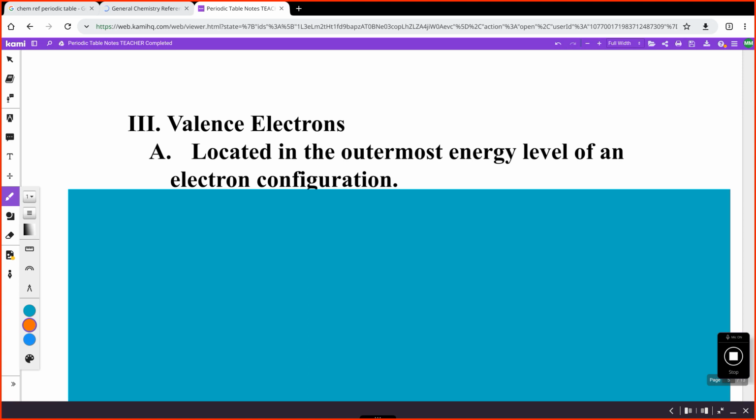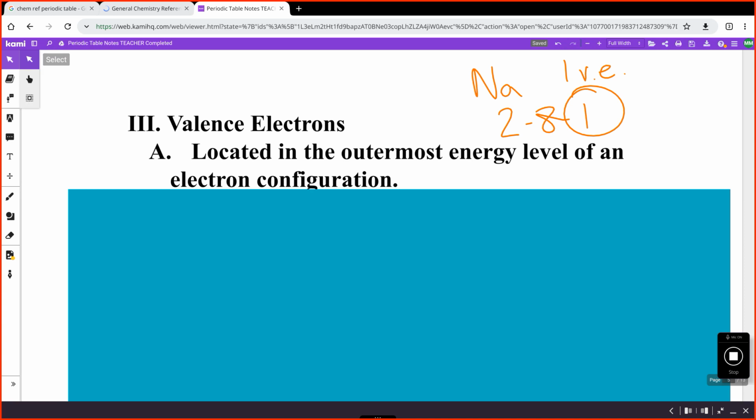Now, I know that we've discussed what valence electrons are already, which is that valence electrons are the outermost shell of an electron configuration. So, for instance, in the case of sodium, which has an electron configuration of 2, 8, 1, the valence electrons are always in this last shell, right? So sodium has 1 valence electron. Now that's prior knowledge that you need in order for us to continue and apply valence electrons to the periodic table.